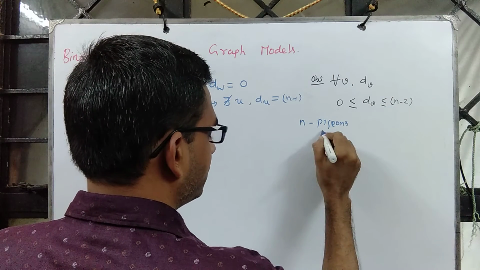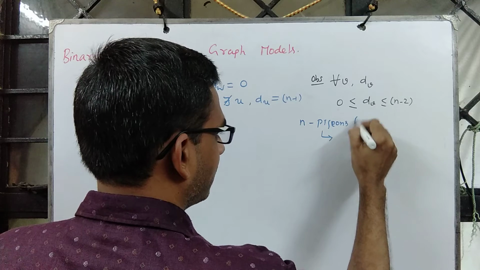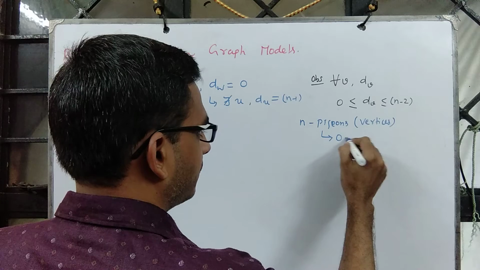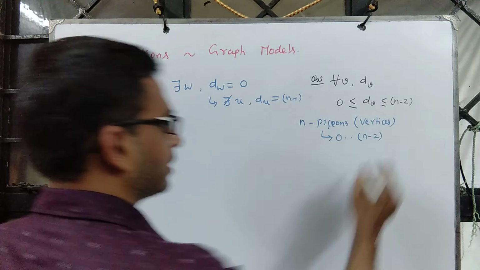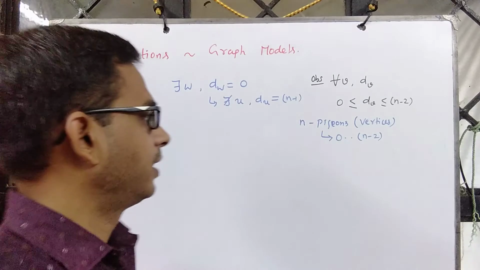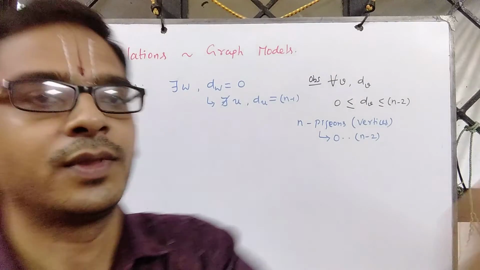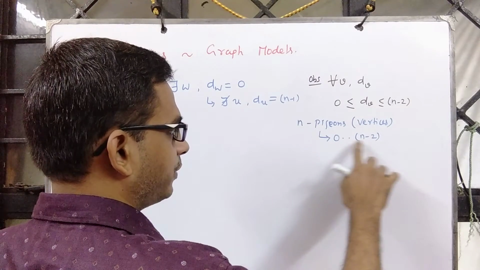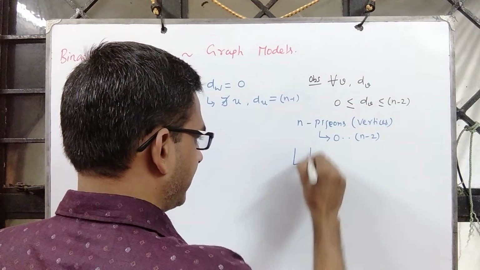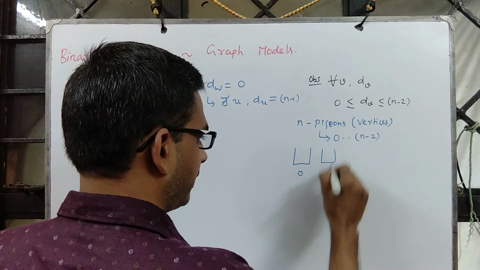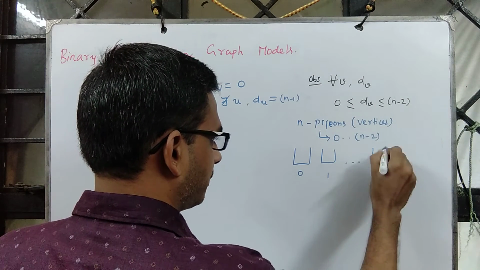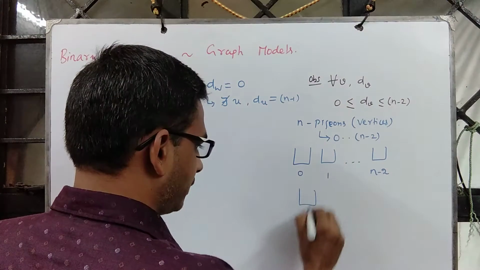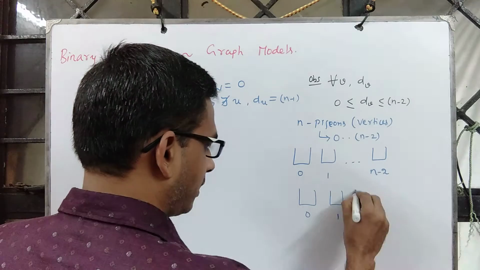and the values that these PGNs can take, now they represent vertices. The values that this can take is from 0 to n minus 2. Correct? So the values that these vertices can take, namely degrees, is from 0 to n minus 2. So there is a PGN hole labeled as 0, a PGN hole labeled as 1, and so on up to n minus 2. For example, 0, 1 and 2.